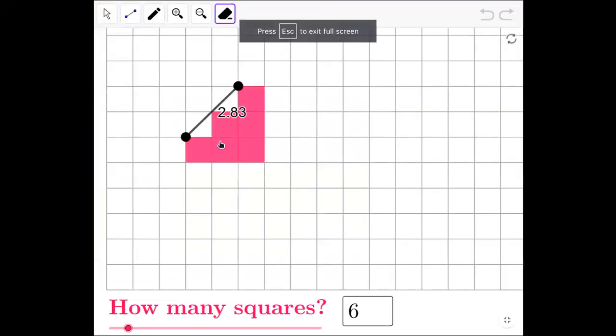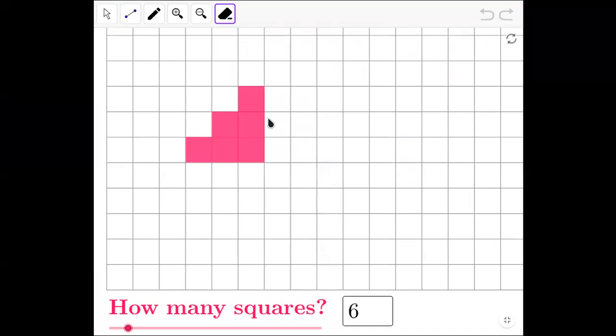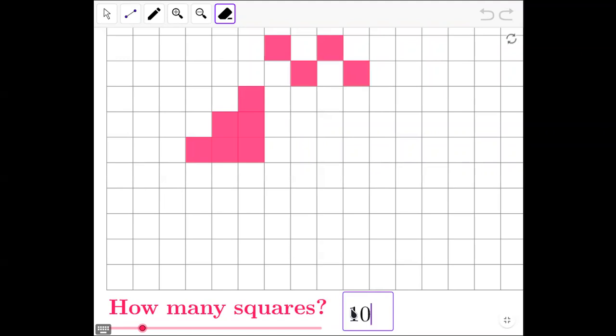If I want, I can remove this one. Suppose I want to arrange another column with the same difference. How many do I need? I need 4, total 10. So they will observe the pattern.